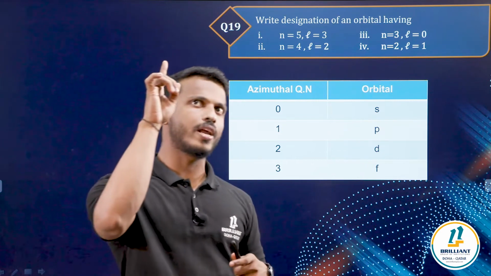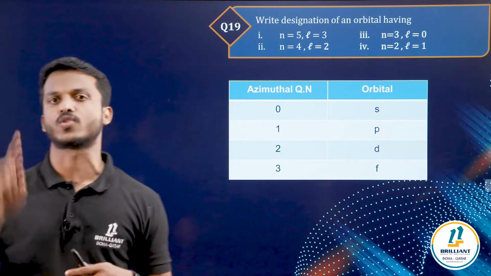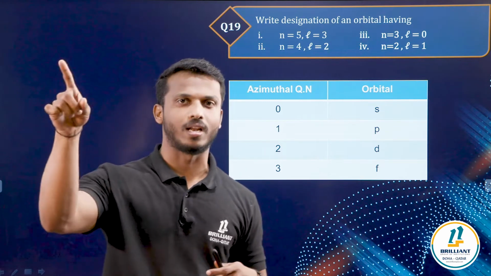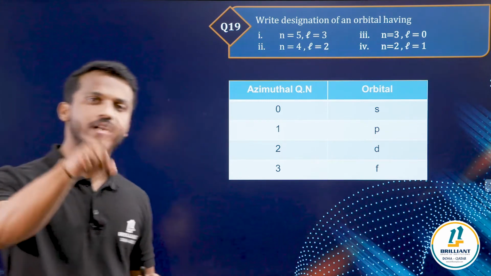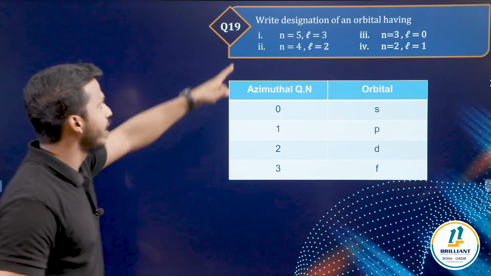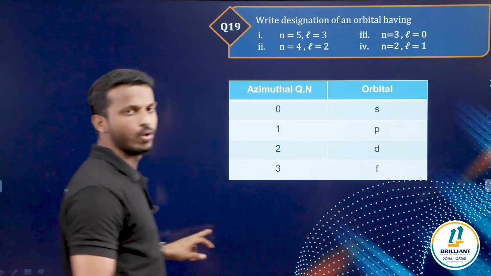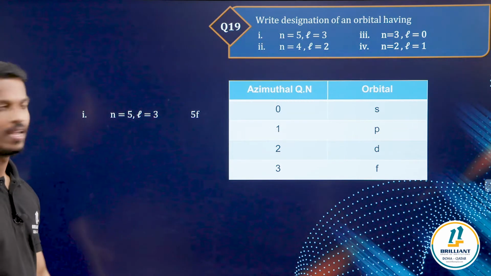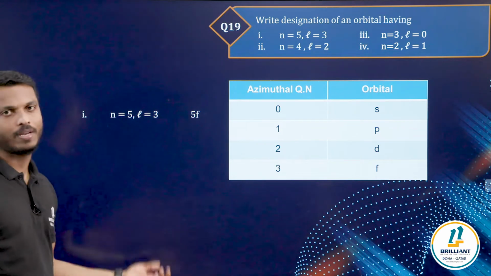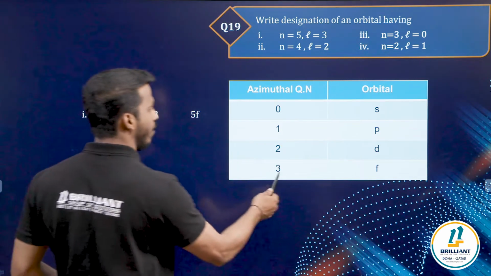If the azimuthal quantum number is 0, it corresponds to the s orbital. If it is 1, p orbital. If it is 2, d orbital. If it is 3, f orbital. If so, what is n equal to 5 and l equal to 3? That is 5f. l equal to 3 means f orbital.